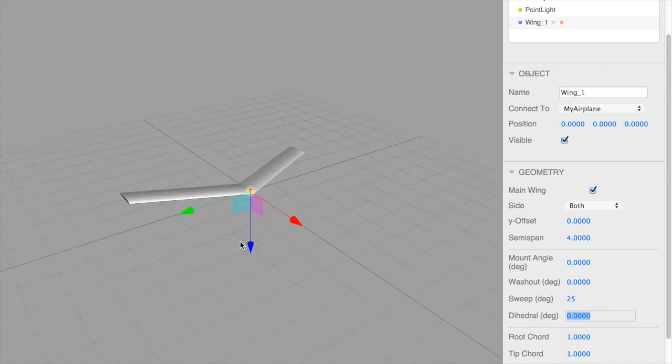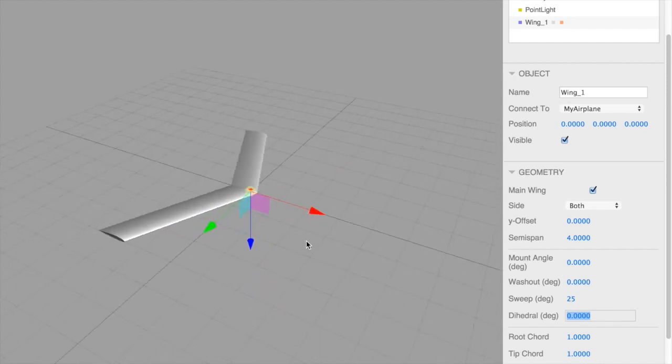Now in MachUp, the red axis is the x-axis, the green is the y-axis, and the blue is the z-axis. So you'll notice that the x-axis is actually pointing forward from the aircraft, y is out the right wing, and z is down.